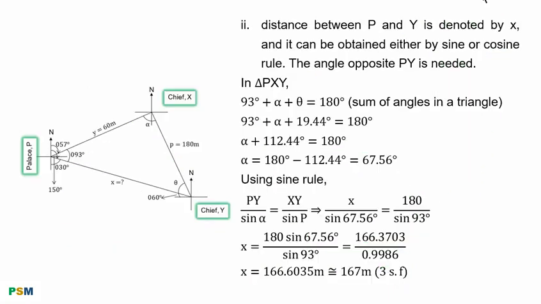Roman figure 2, we are to find the distance between P and Y. That distance is denoted by s, that is this side, and it can be obtained either by sine or cosine rule.